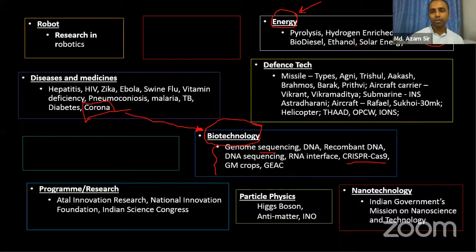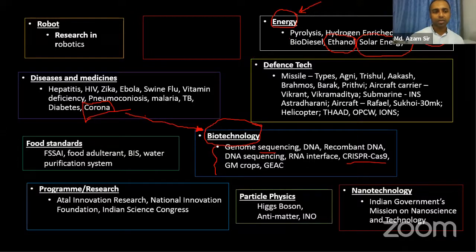The Indian government is spending a lot of money on ethanol. This is considered a biofuel, fuel that is made out of dead remains of plants or animals, or fuel that is made out of waste material. Then solar energy, which has gained very significant importance since 2015. Next is food standards and the water purification system.